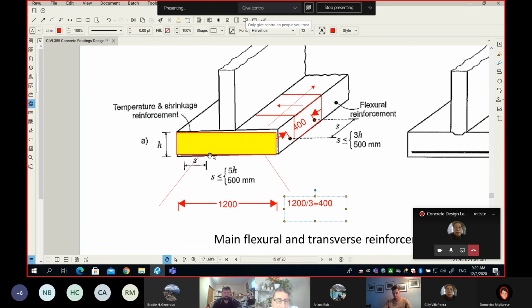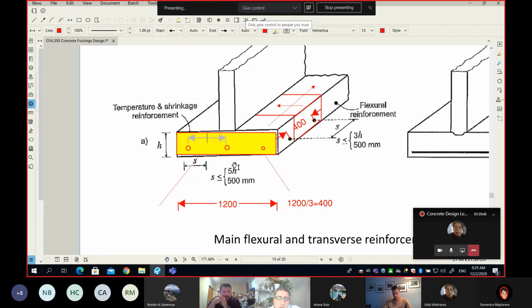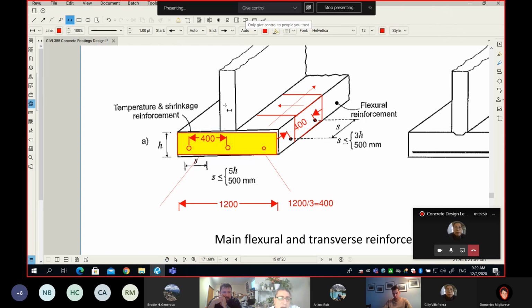Why? Because we're going to add one bar here, and then another bar here, and then another bar here. So this dimension from here to there will be 400, and this will be 400, and this will be half of the spacing. This will be 200, half of the spacing, and this finally will be 200. So now our spacing will be 400 mil. Is 400 mil okay?